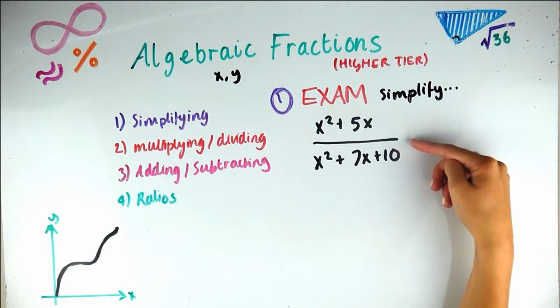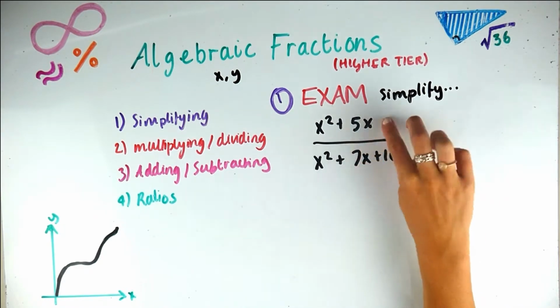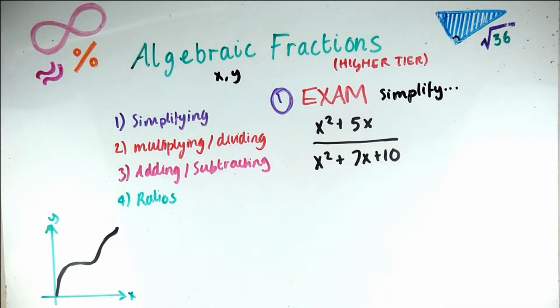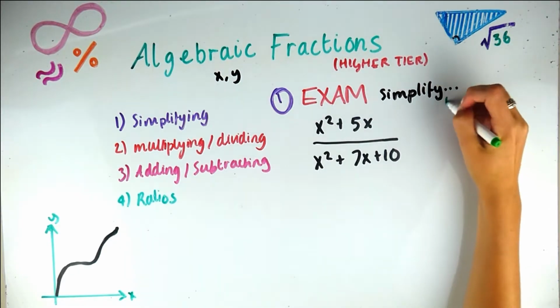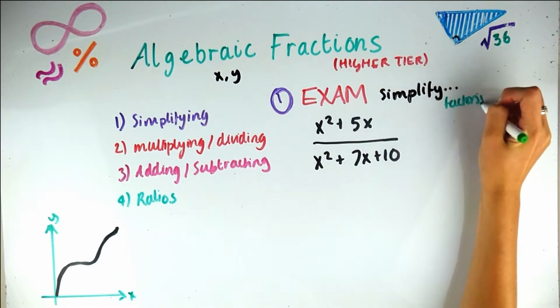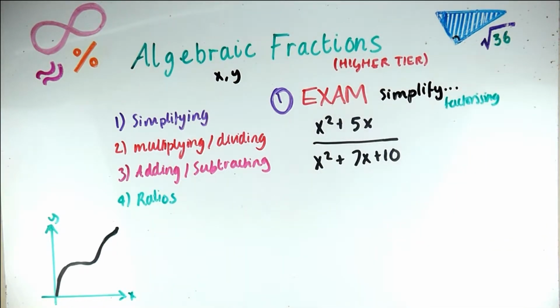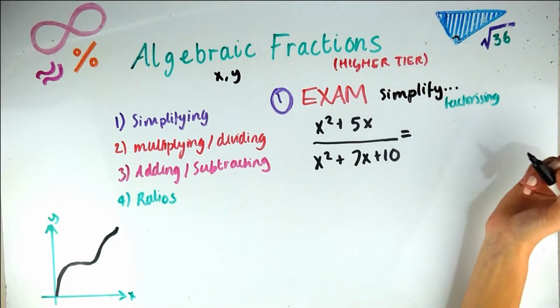So this is not just simplifying a fraction, this is an algebraic fraction because we've got these x and x squared terms. Simplifying kind of means the same thing as factorising. So we're going to have to factorise and then hopefully cancel some stuff to make it more simple. First of all, let's factorise the top.